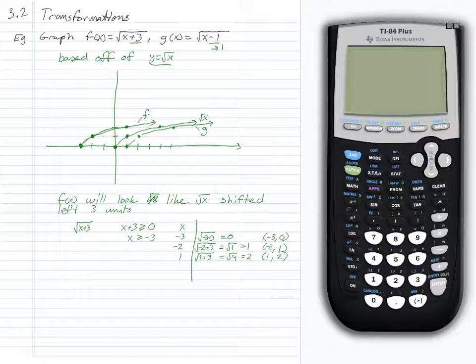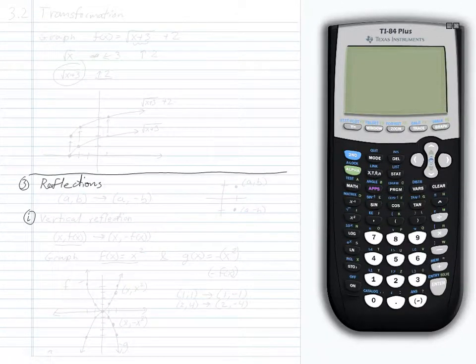First you need to identify what is the basic function that you're basing this off of, and then what is different inside. If there is a change inside, if we add or subtract from x, then we're going to have a horizontal translation either to the left or to the right.